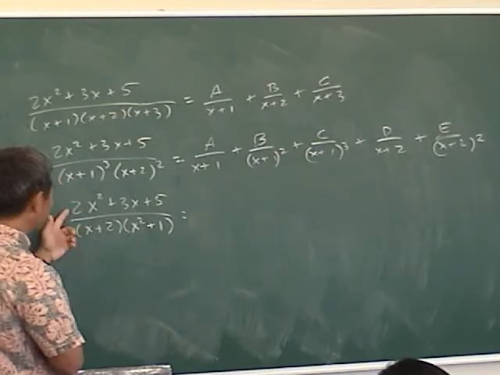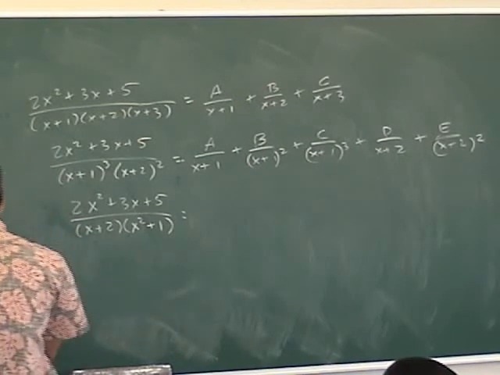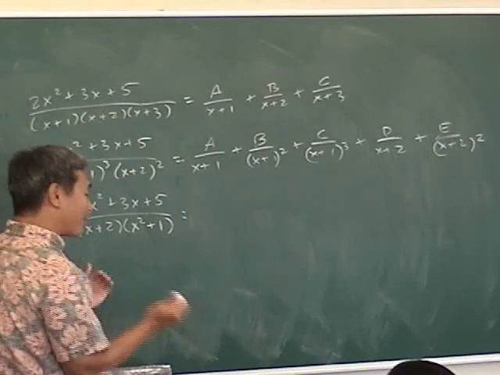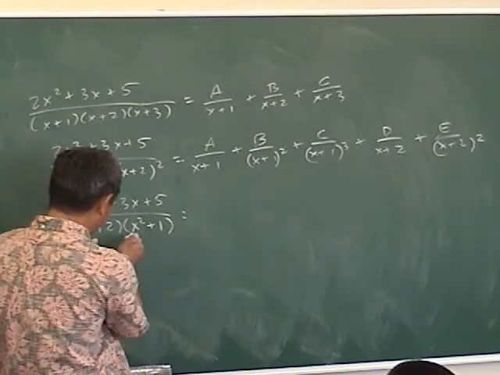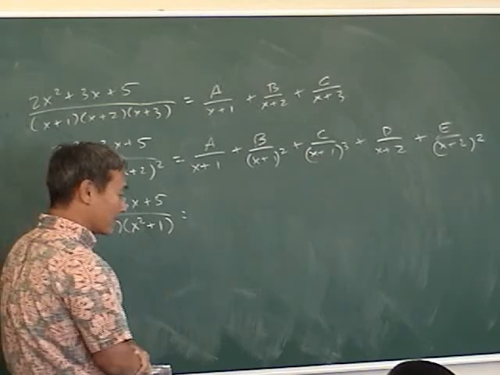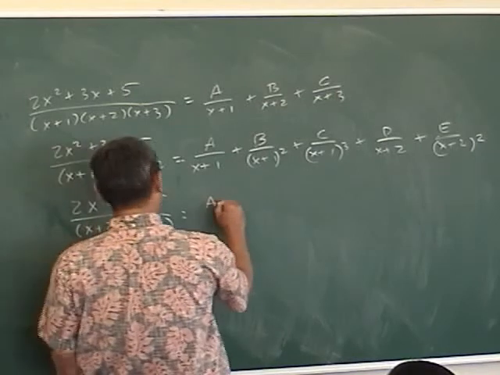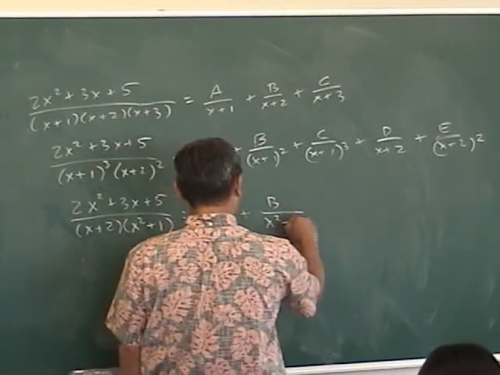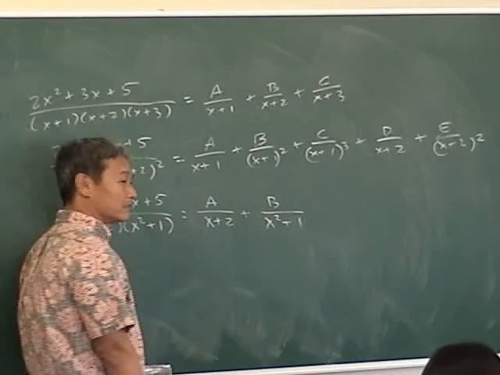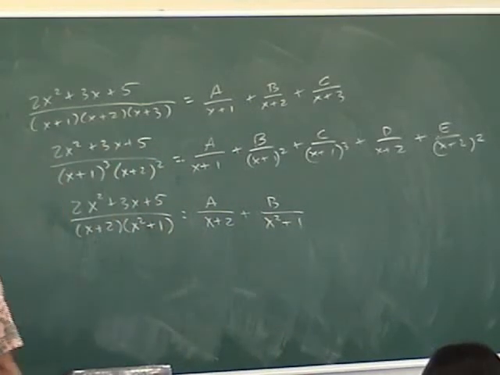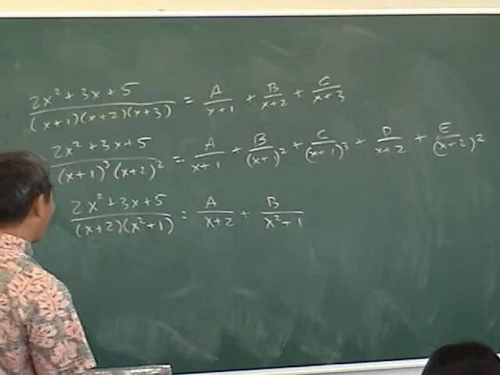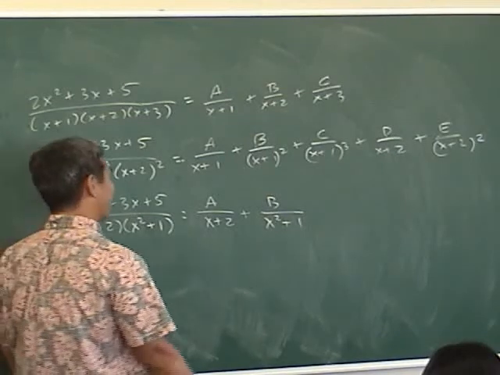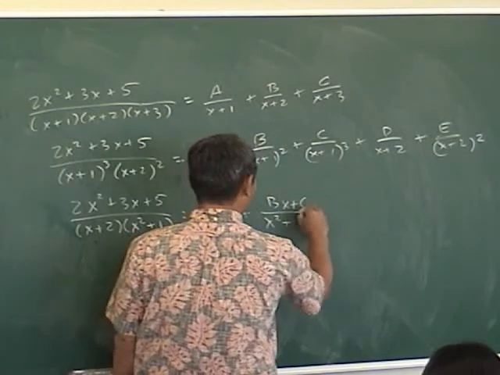Yes, the degree at the top is smaller than the bottom, so we can go ahead. So what fractions do I have to add together so that this will be the least common denominator? Use common sense. Something over x plus 2 plus something over x squared plus 1. Correct? Wrong, fatal error. Yo, Mr. Park, it's right. No, it's not. Here, I'll make it right. This should be bx plus c.